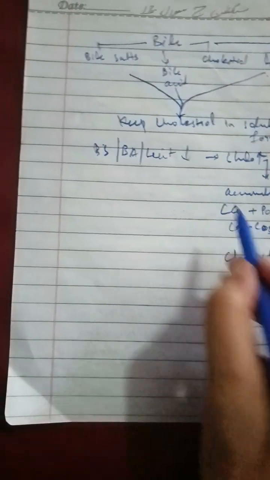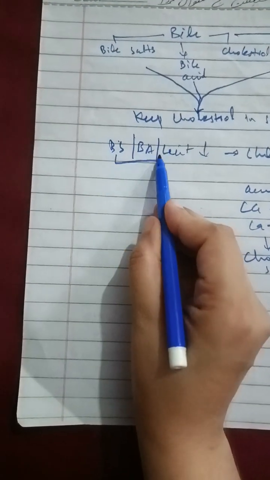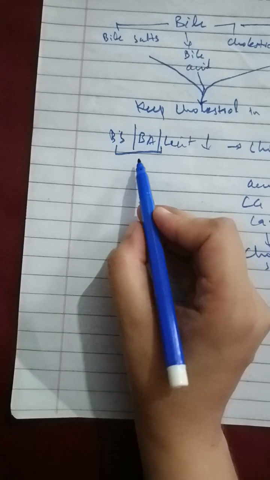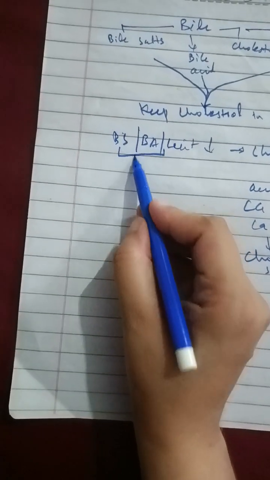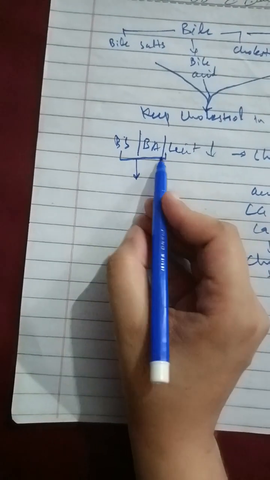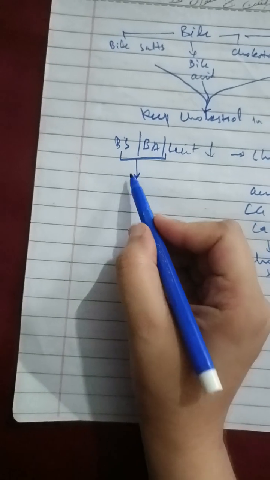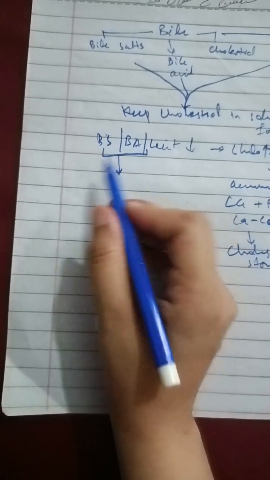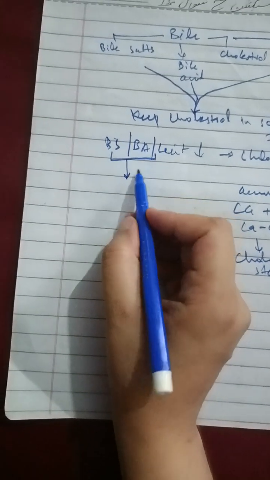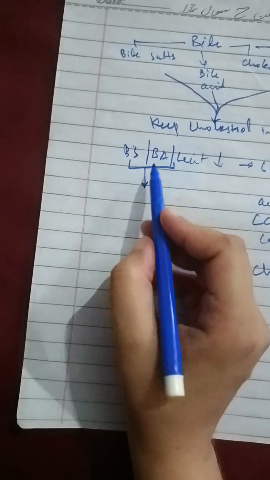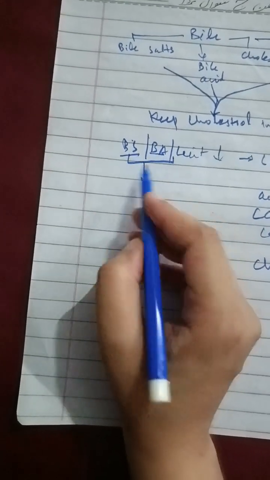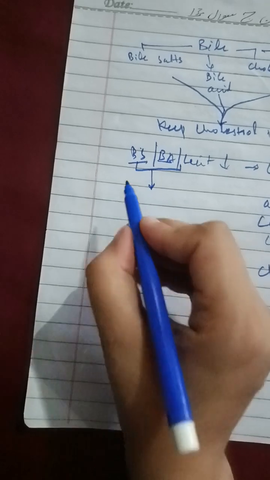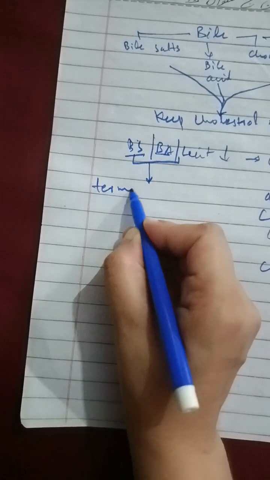Now, why will these bile salts and bile acids decrease? What is the reason behind this? These bile acids, when the bile moves to the duodenum, help in the absorption of fat and vitamin K. Then the bile acid and bile salt are reabsorbed from the terminal ileum.